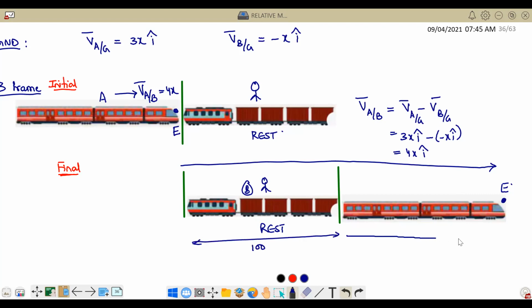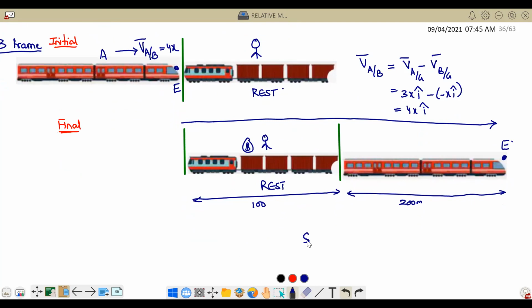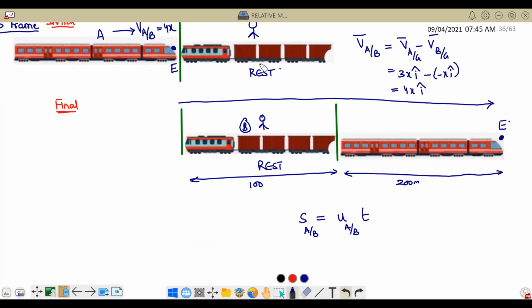100, and this is 200. And it is moving right side, so therefore it is plus. So I write S is equal to UB, which is nothing but A with respect to B. I took B frame. Why? Because when I stand on B, A will move right side. So I can write plus.